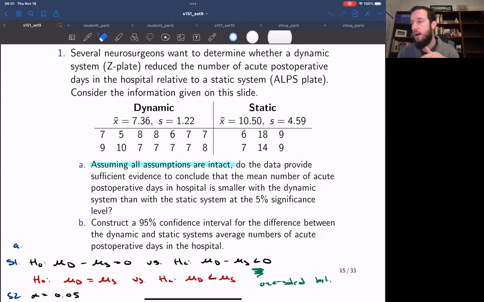In lecture set number 9, we're studying inference for two population means. So these techniques differ from what we talked about in lecture set 7 and 8 because we are now studying two means at the same time.